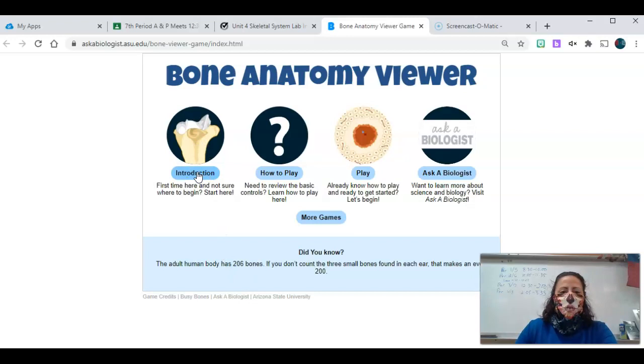So, okay. This introduction is for people who are new to this site. There's instructions on how to play. There's where you're actually going to play the game, and this is what you're going to do and generate a score that then you can upload the screenshot of. And then this is just if you'd like to do some more extra research or looking into other things. You can go to, I think it's the Arizona State University website for more information.